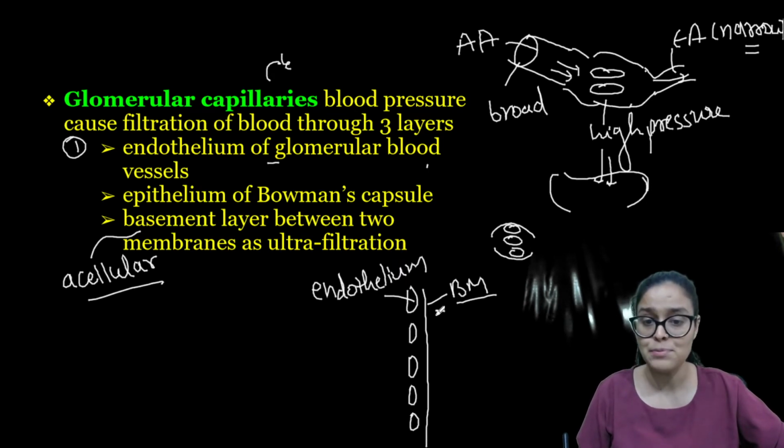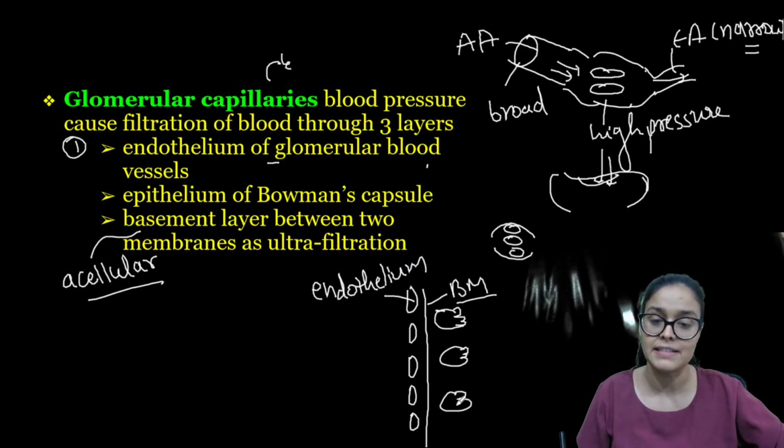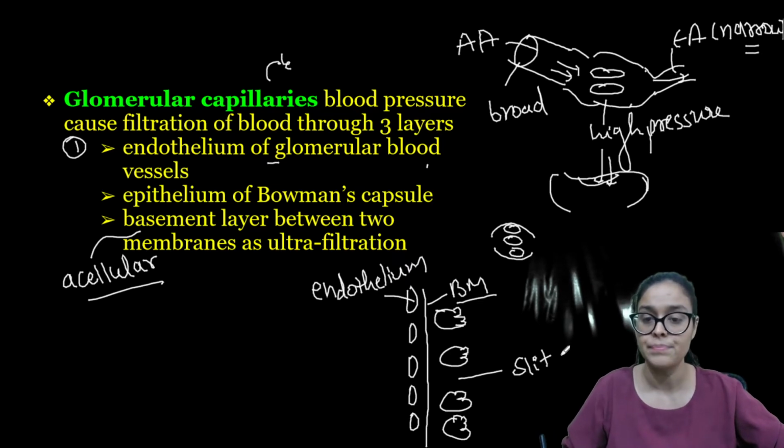So the inner layer of the Bowman's capsule, I have told you, is the modified squamous epithelium, the podocyte cell. They have feet-like projections, and these podocyte cells have slits in between. So the slit pore opening is there, right? It is known as the pore or filtration slit.